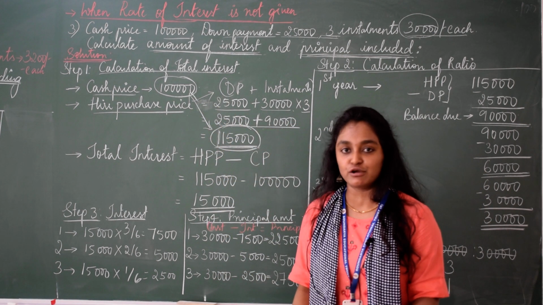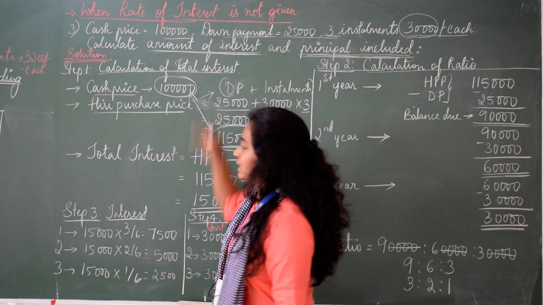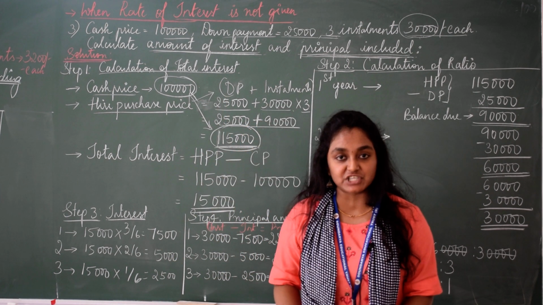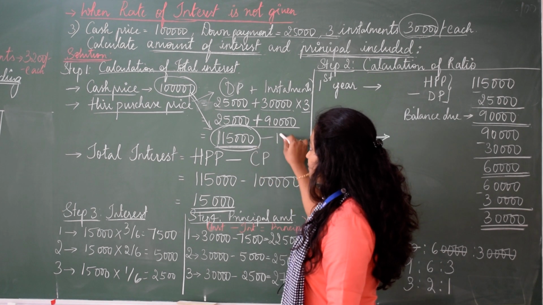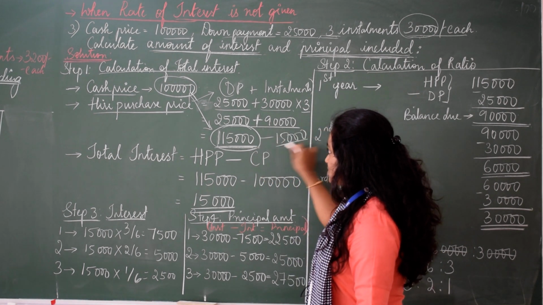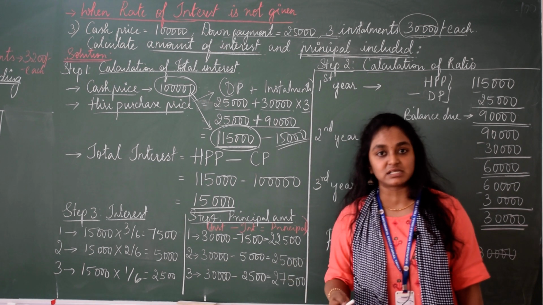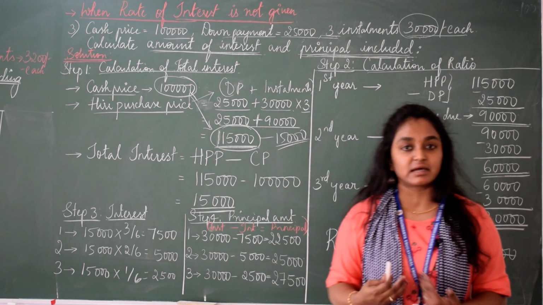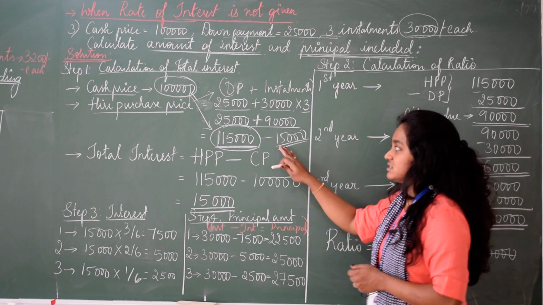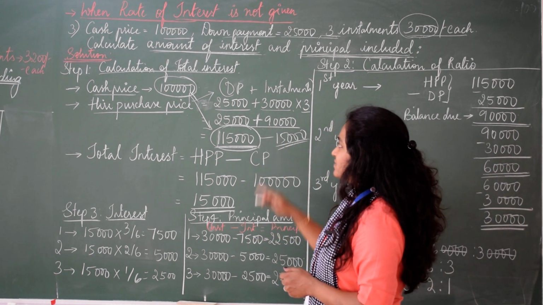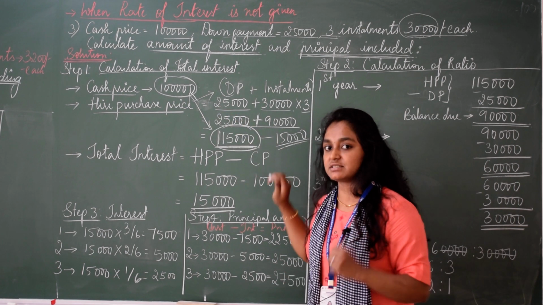The actual value of the machinery was only 1 lakh. But when you are hire purchasing it, when you are taking it on a hire basis, you are paying an extra 15,000 there. So this 15,000 denotes something that you are paying on the cash price, which can be considered as interest. So this is the first step that you need to know. Here we get to know 15,000 is the difference.